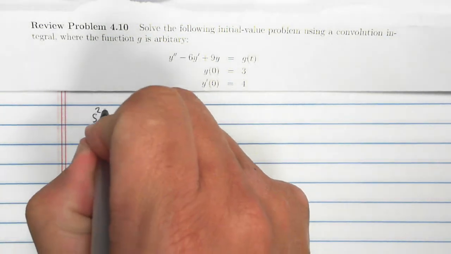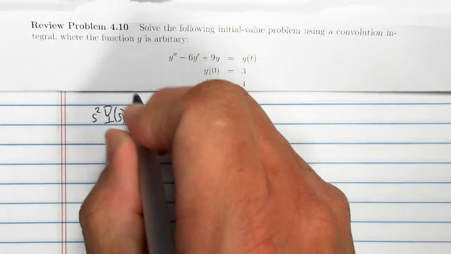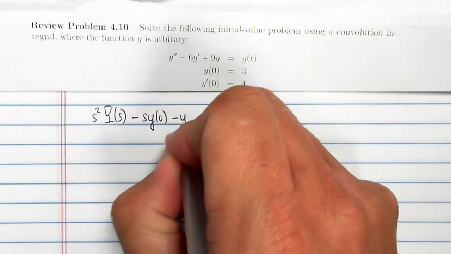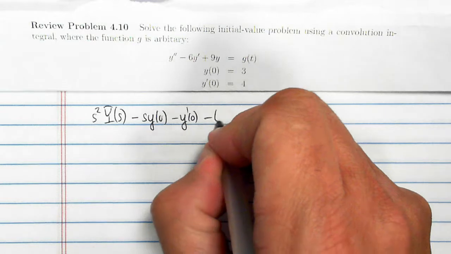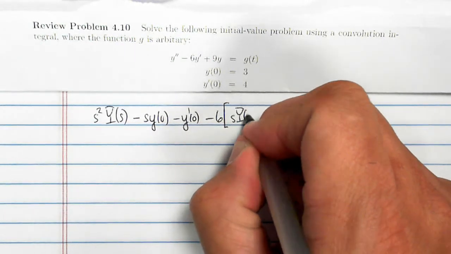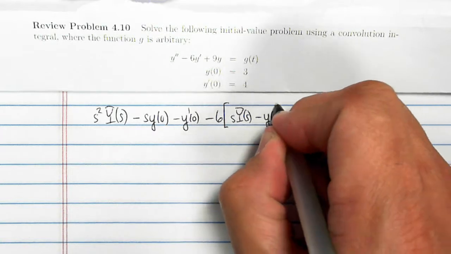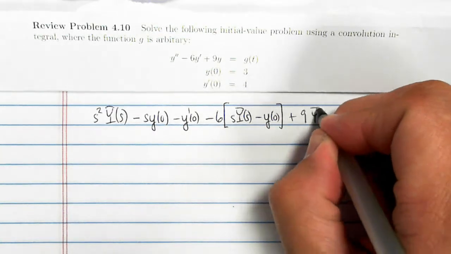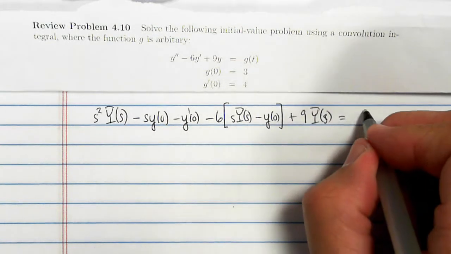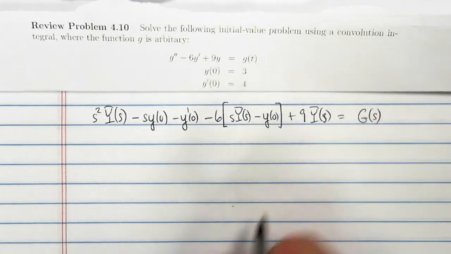On the left side, we have s squared Y(s) minus s y(0) minus y'(0), minus 6 times (s Y(s) minus y(0)), plus 9 Y(s), equals the Laplace transform of g, which for now we'll just say is G(s).